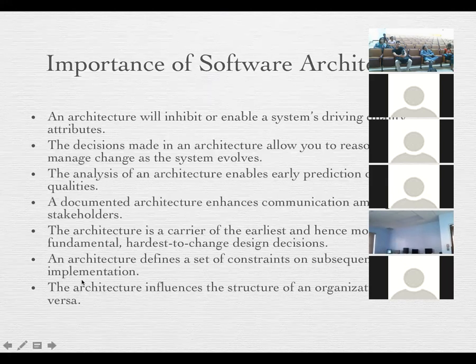Where are we? So an architecture defines a set of constraints on subsequent implementation. That's basically the same thing we're saying again. That can be a good thing. Once you have designed the architecture, it provides a set of constraints within which developers now have to implement the solution.